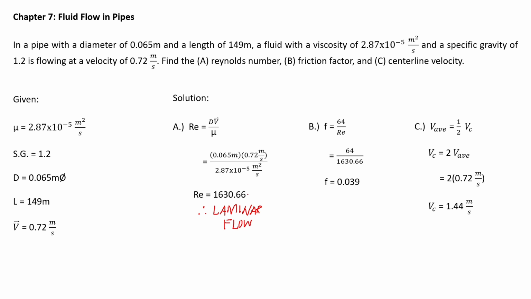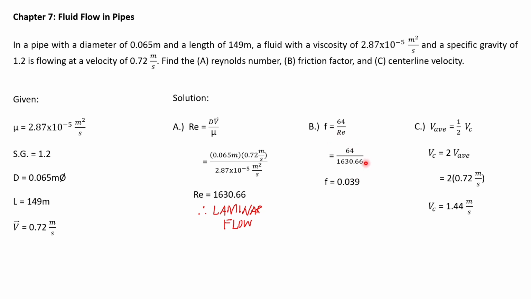So now we will move on to letter B, where we are looking for the value of the friction factor. Since this is a laminar flow, and they have their own formulas for laminar and turbulent flow for getting the value of the friction factor, since this is a laminar flow, the equation for the friction factor is simply equal to 64 over the Reynolds number.